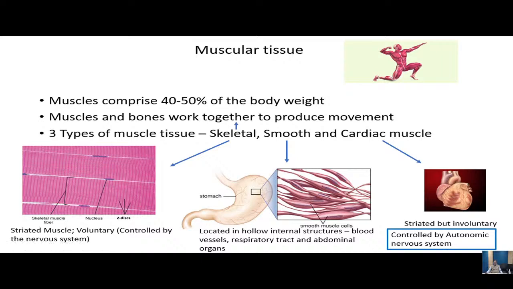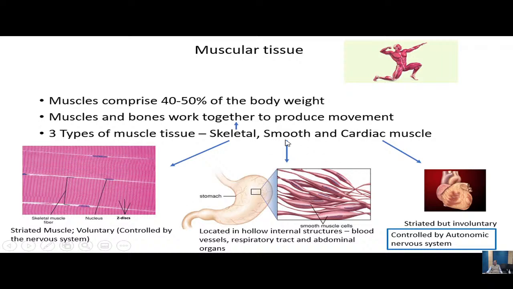You are also probably aware that it is controlled by the somatic nervous system, that is, which is under our consciousness. So if we want to move the hand, or we want to put the hand in some particular position, then the somatic nervous system is actually directing the contraction of the muscles in a coordinated manner. So it is under our voluntary control.